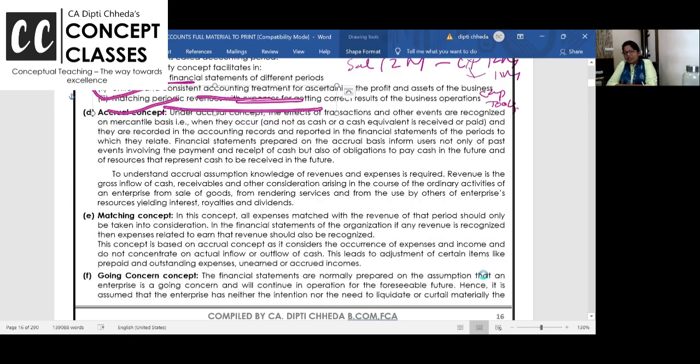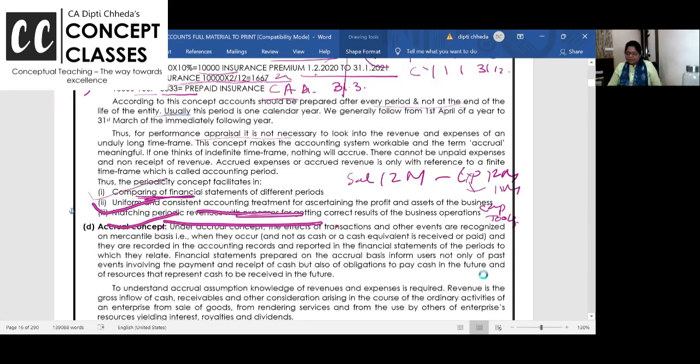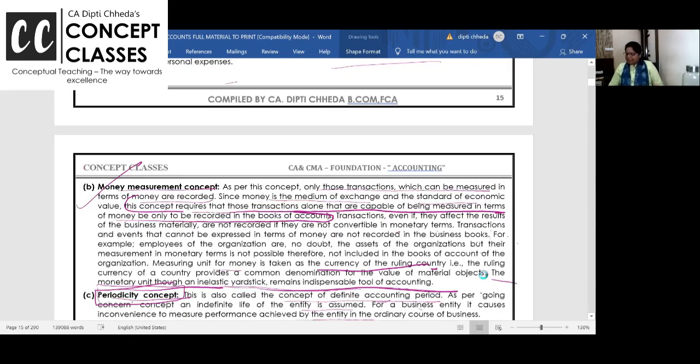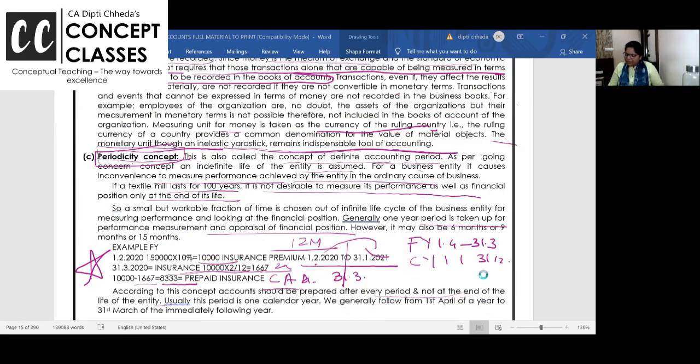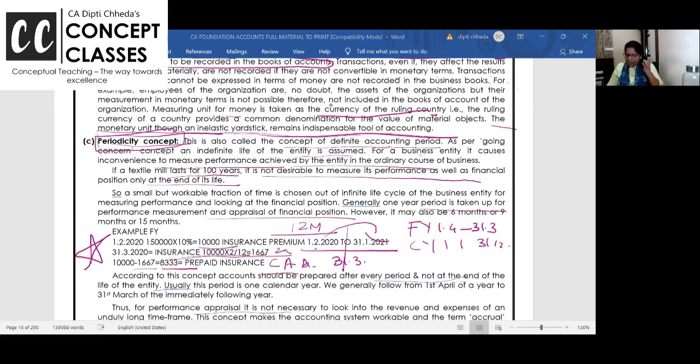How many concepts are over now? Business entity concept. Very good. Next, periodicity concept. Next, money measurement concept. Clear to all of you? Okay. Next, now we will go. See, this example is very important for you to clear. If it is not clear, put me a message. Any term, any bit is not clear.